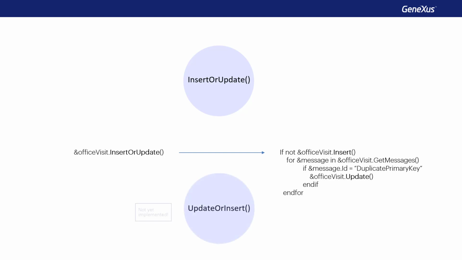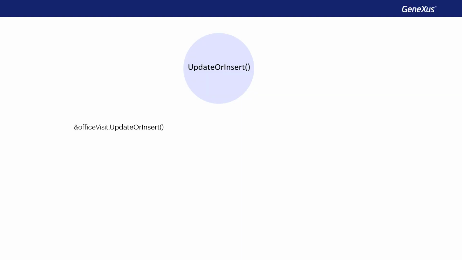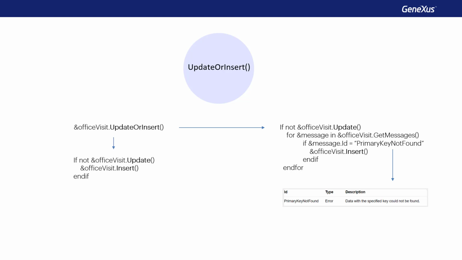The reverse method has not yet been implemented in Genexus. But it should be analogous, in the sense that the insert should be tried only if the update cannot be done because the record does not exist, and not because of anything else. Since we don't have this method yet, we can try the update, and if it fails for whatever reason, try the insert anyway, knowing that if the failure was not because the key did not exist, then the insert will inevitably fail.